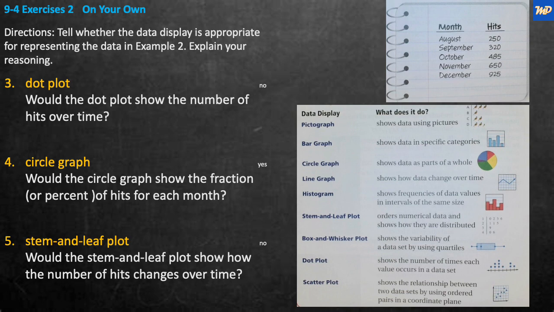Okay, exercise 2 on your own. You're going to look at these yourself and try to come up with an answer. The directions say: tell whether the data display is appropriate for representing the data in example 2 and explain your reasoning. The data in example 2, I brought the chart forward, is the same data we just used: the number of hits on a website over 5 months.